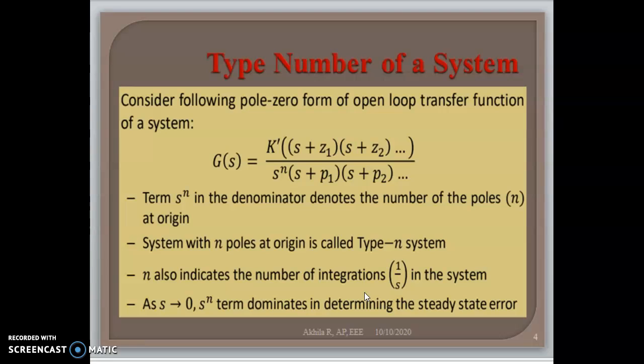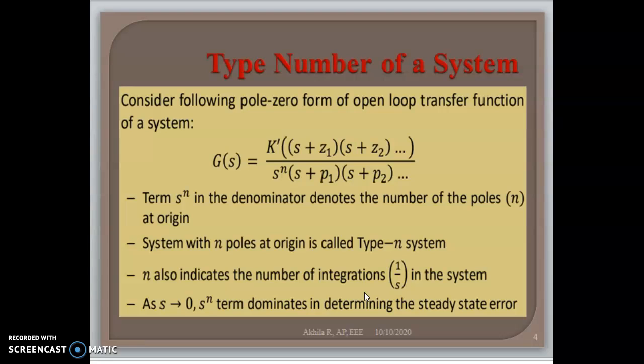Good morning. Today we deal with the type number of a control system. We've already seen a few other characteristics of a control system, which include the characteristic equation, order of a system, and poles and zeros of a transfer function. This is the next concept, which can be found out using a transfer function.